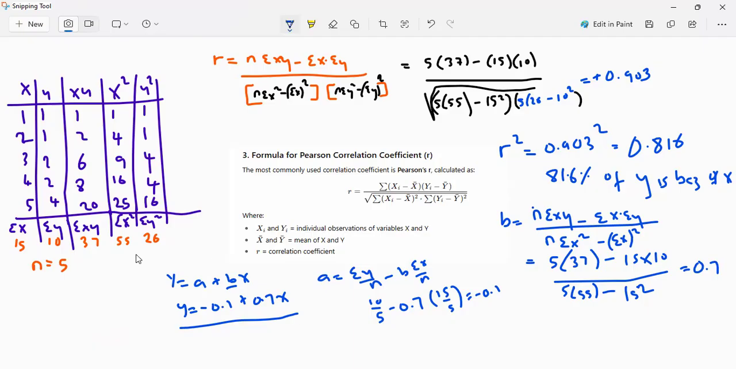Sorry, can you kindly repeat from after we got the R squared? So after we get to R squared, we get 0.816. So this is just multiplied by 100. It simply means 81.6% of y is because of x. Okay? Is that clear?